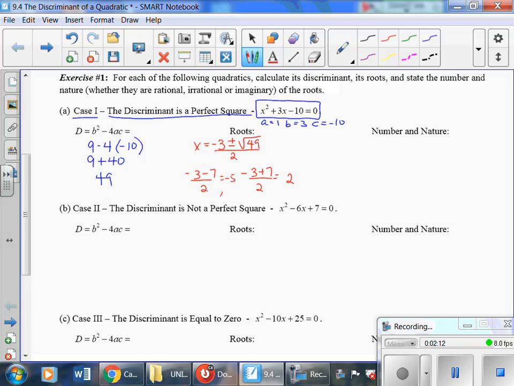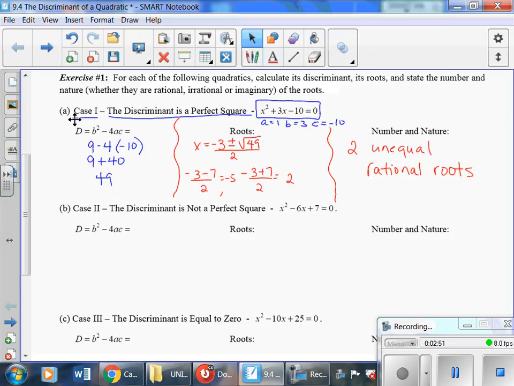So in this case, when it says number and nature, here's our discriminant, here are our roots. The number of roots is 2 because we have 2 different answers. So here we're going to have 2 unequal, and in this case, rational roots. And you can understand that because if we have that perfect square, we're going to get those nice numbers, those integers, or they could turn out to be fractions, which is basically the definition of rational. So that is our first case.